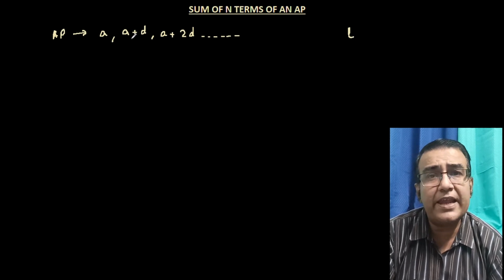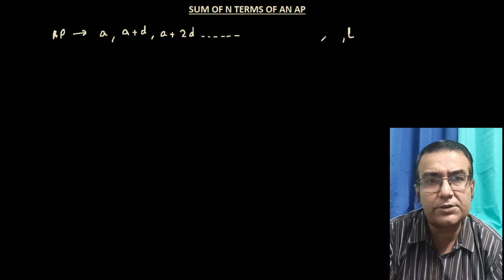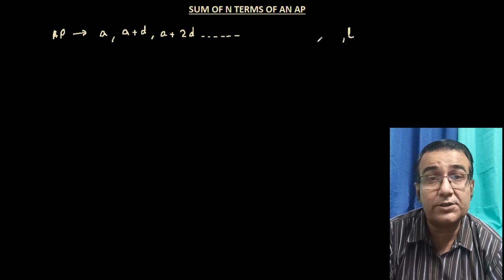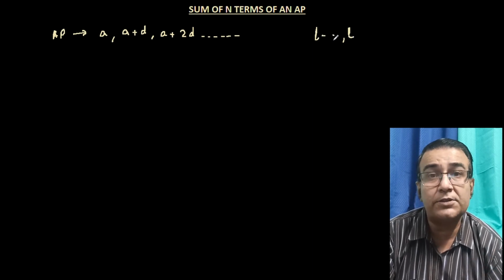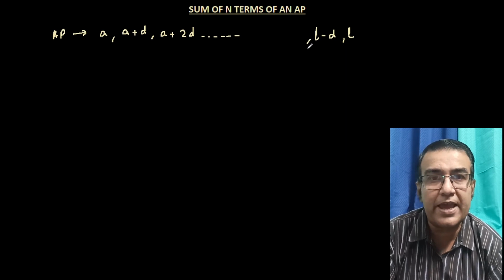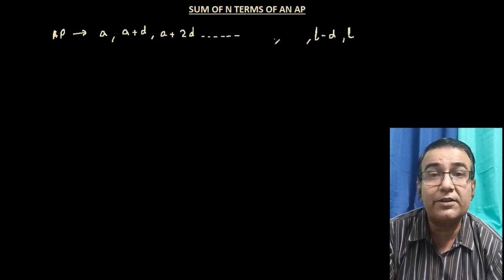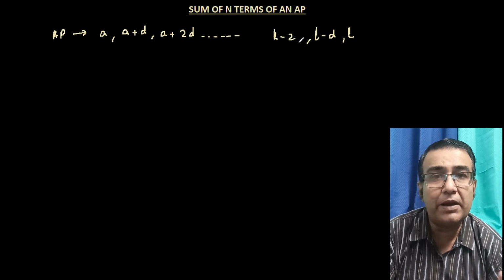But where did this L come from? This is the last term which has been derived by adding the common difference to the second last term. So obviously the second last term is going to be the last term minus the common difference, which is L minus D, and similarly the third last term would be L minus 2D.